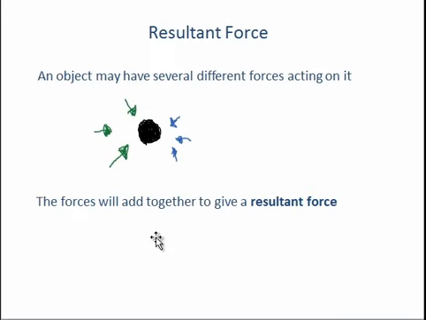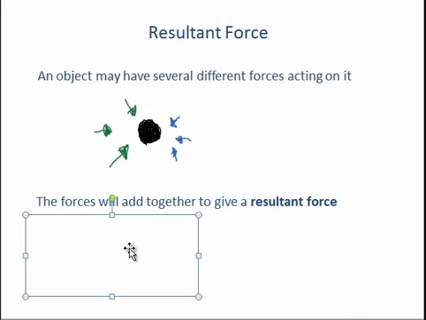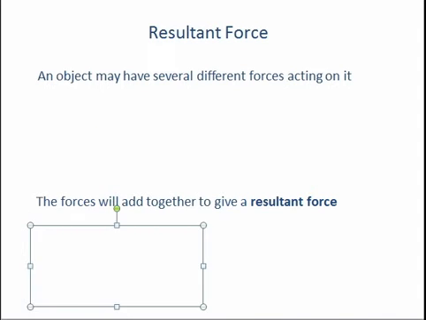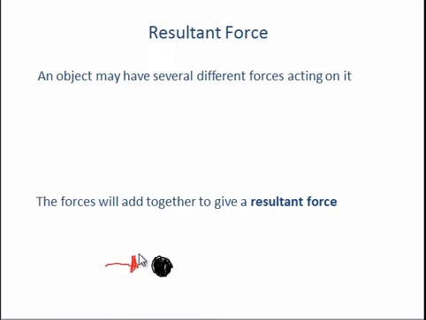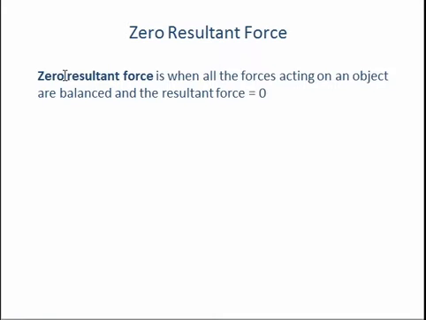So although the ball rolling down the hill has lots of different forces acting on it, it still just moves in one direction. So the resultant force is when you add all of these different forces together, so you get one unifying resultant force which moves the object in one direction. Zero resultant force is a different concept. So when all of these forces acting together are balanced, the resultant force is zero.